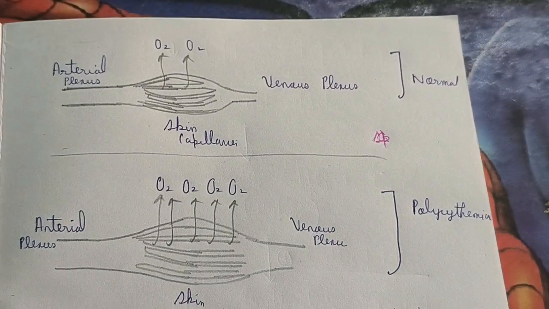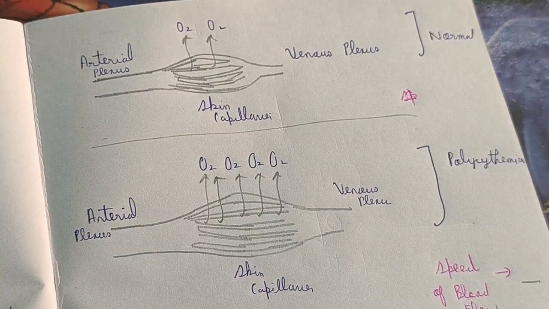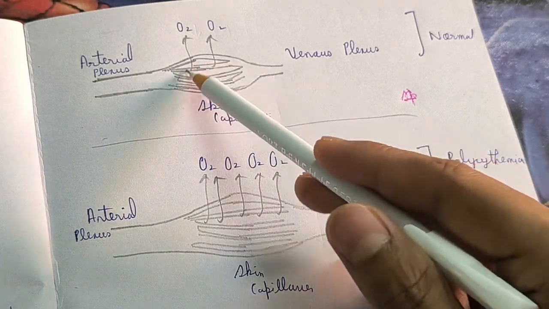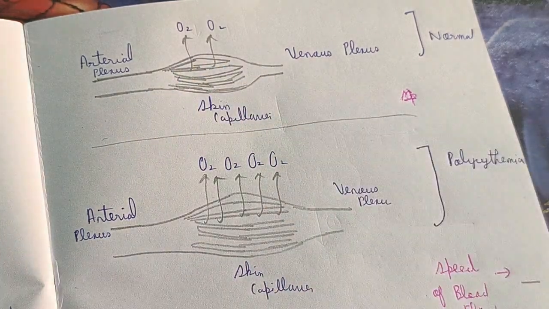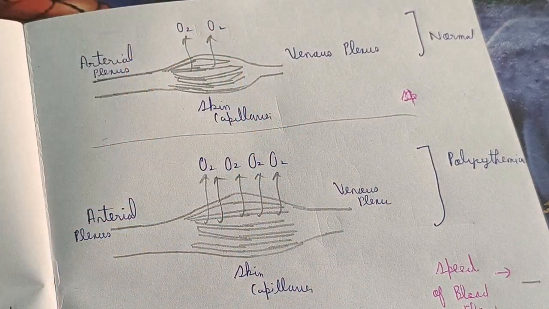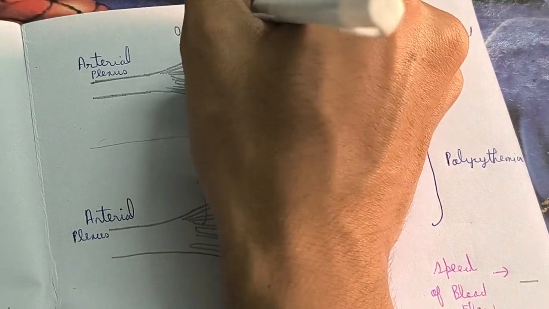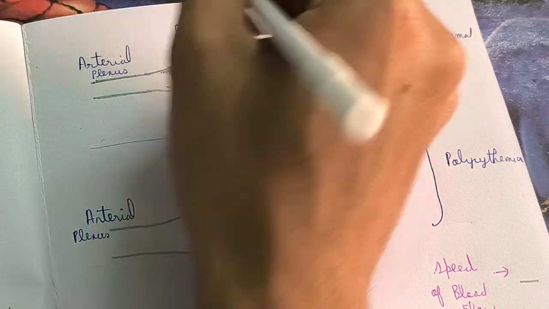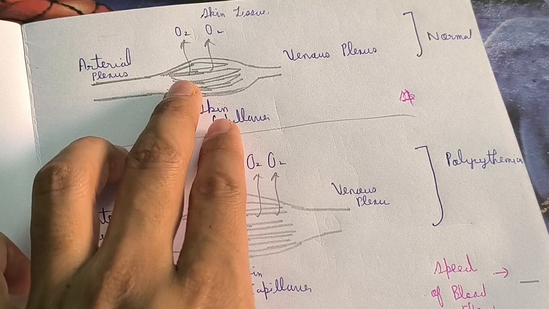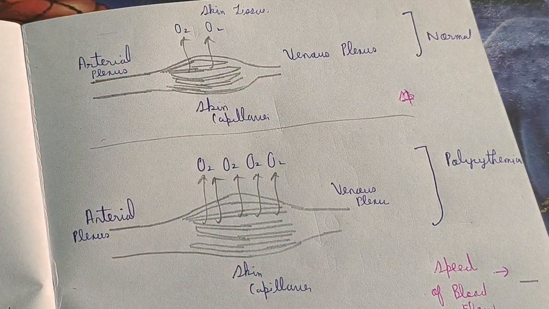Now the other one is that, as you all know, this is the arterial plexus, this is the venous plexus, and these are the skin capillaries. Here gaseous exchange occurs, and this supplies oxygen to skin tissues. This is the normal case, so the required amount of oxygen is supplied because RBC concentration is normal.